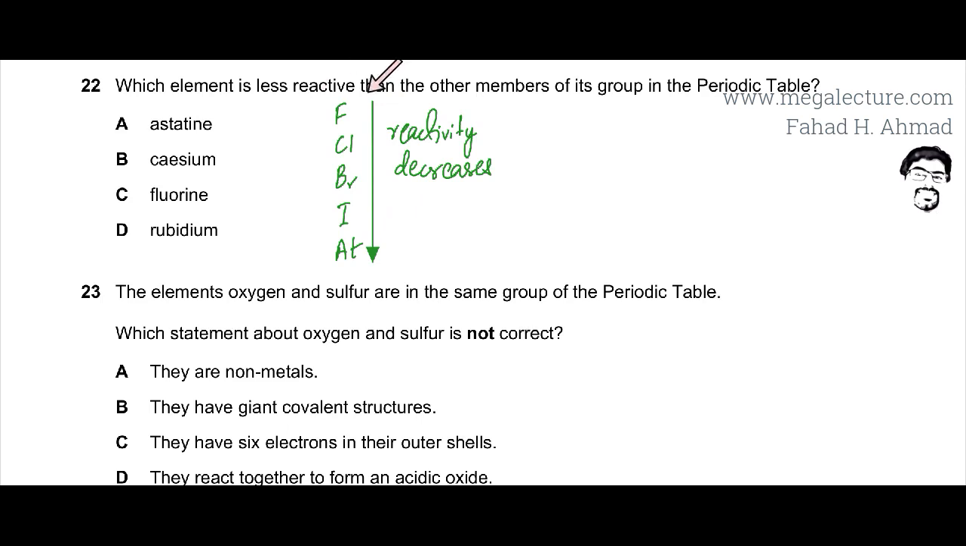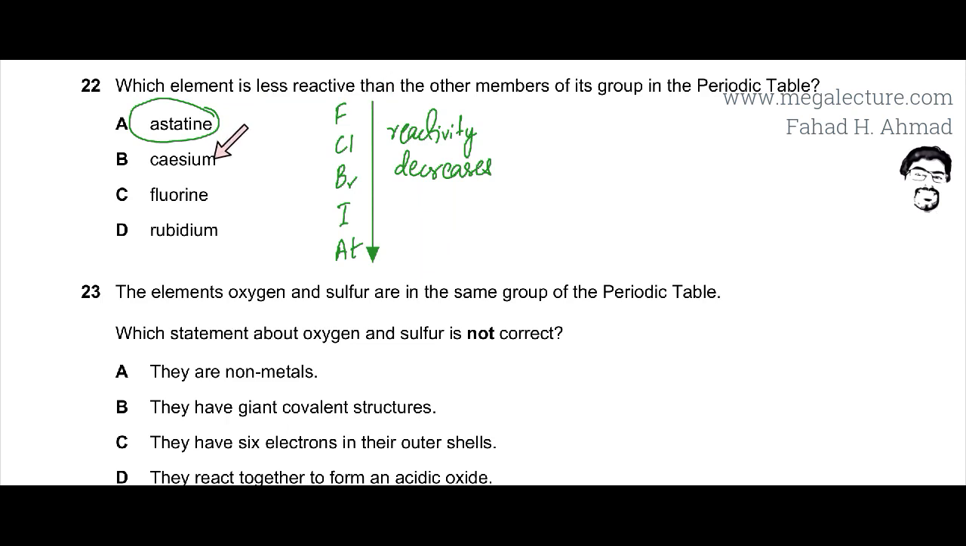So which element is less reactive than the other members of its group? That would be astatine. Astatine is a correct option because astatine would be the least reactive of all the elements. So astatine is correct. Fluorine is incorrect because fluorine is the most reactive of its group.